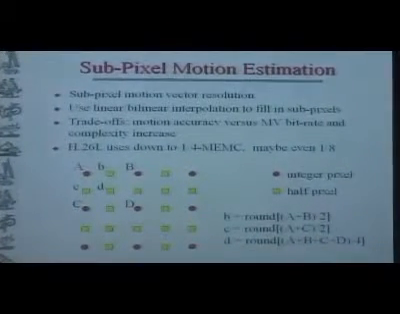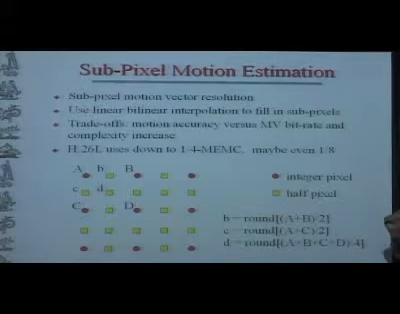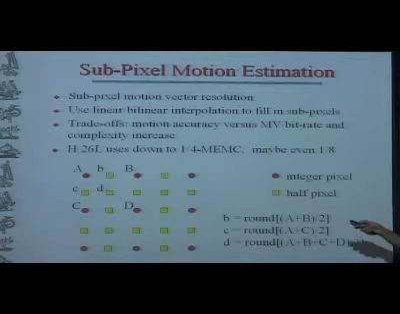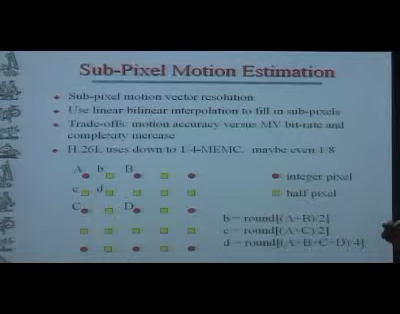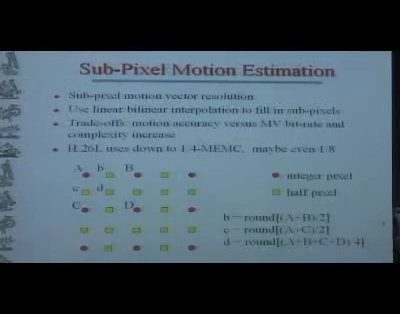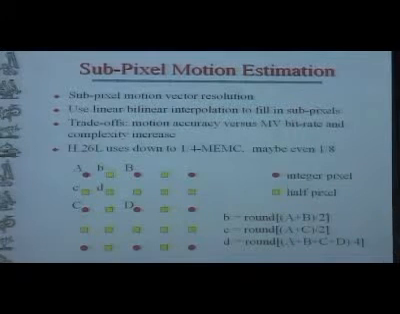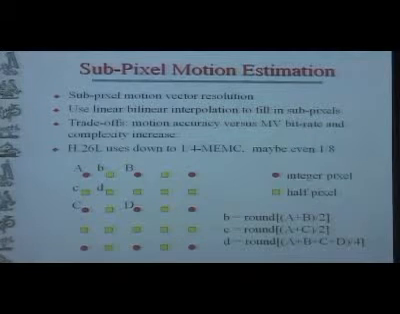Okay. Now, there is one thing that I can claim. I can make this claim. Okay. The claim is, if I do sub-pixel motion estimation, my prediction residue can only decrease. It can never increase. Okay. How do I say that? How can I make that claim?